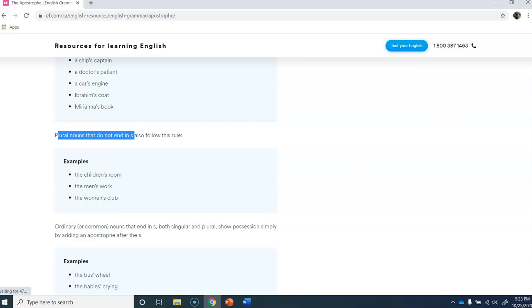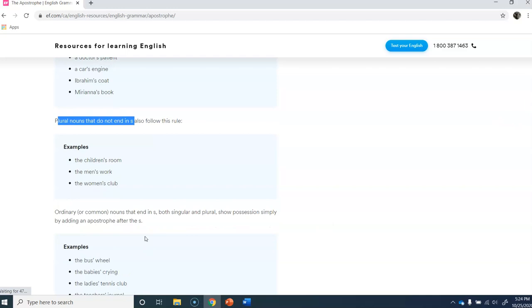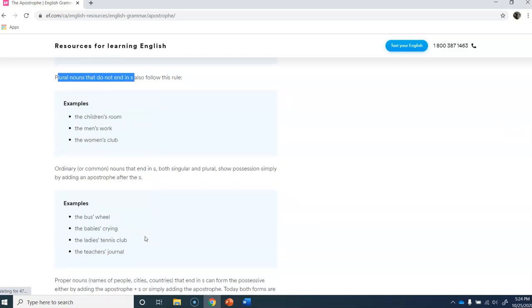Okay. Ordinary nouns that end in an S, both single and plural, show possession simply by adding an apostrophe after the S. So if we have words that end naturally with an S, whether they're single or plural, we're going to put the apostrophe after the S. So take a look at the first example, the bus's wheel. Okay, there's only one bus, but bus is a word that ends naturally with an S. If we mean belonging to the bus, we're going to put an apostrophe right after that S.